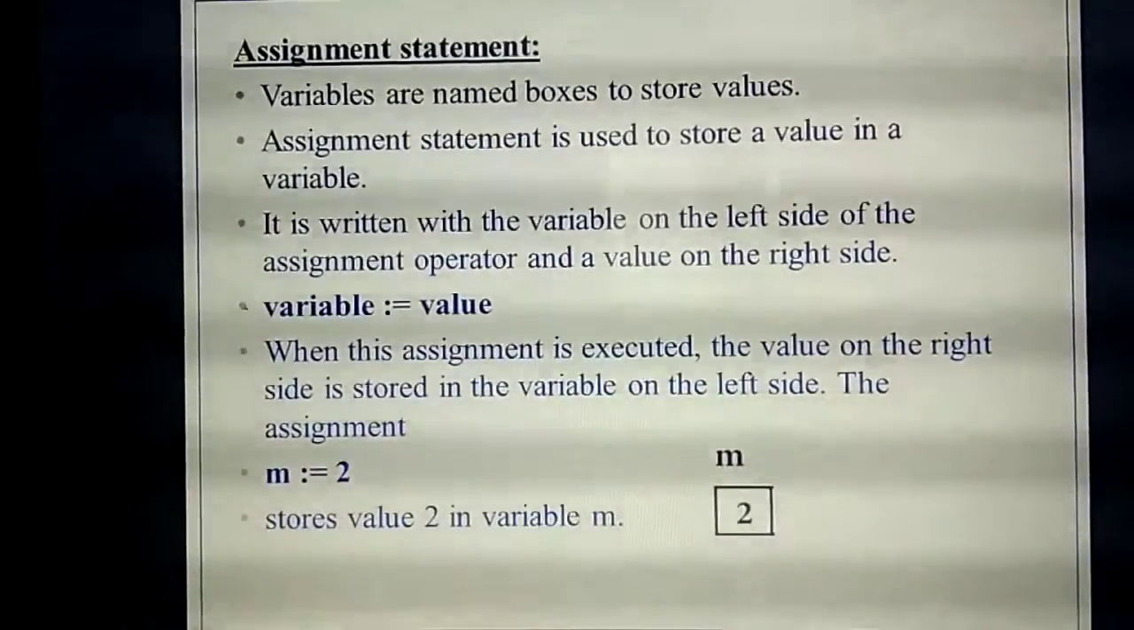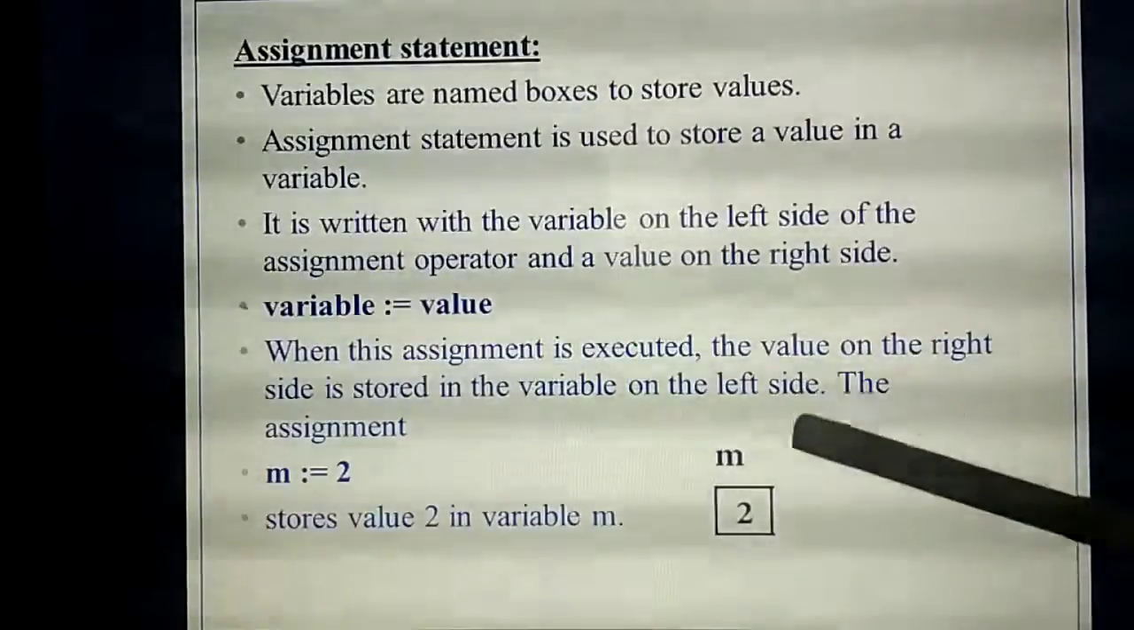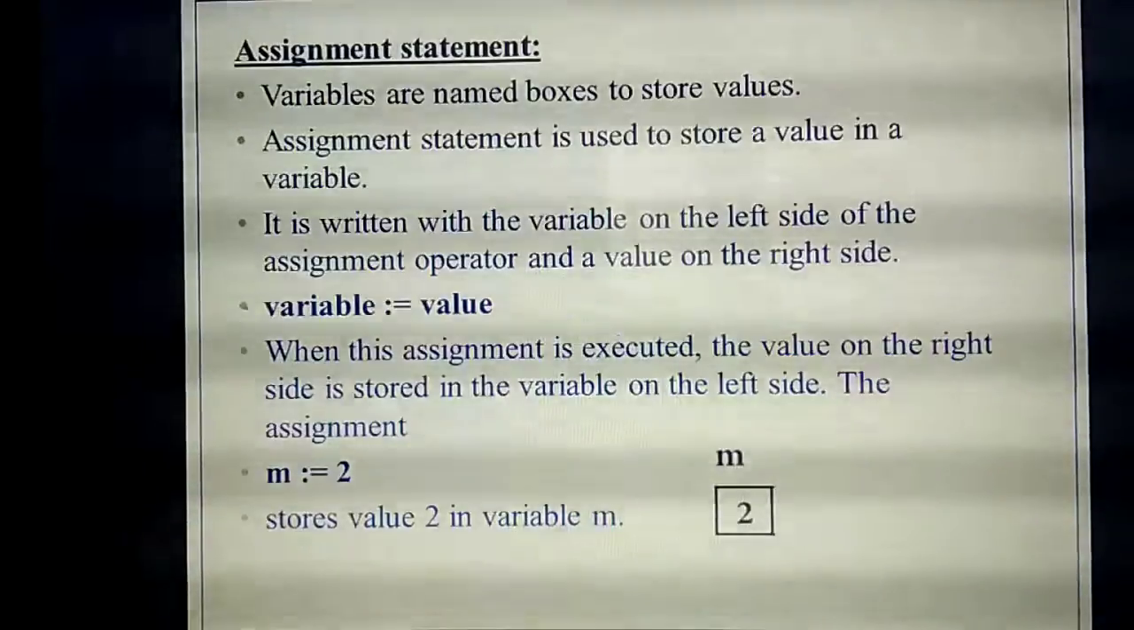What's the meaning of this? The value 2 is stored in the variable M. If you give it like this, in the memory the 2 will be stored in the variable M.